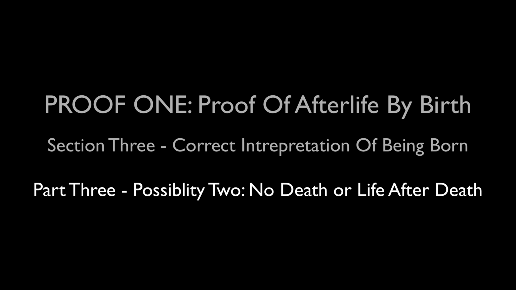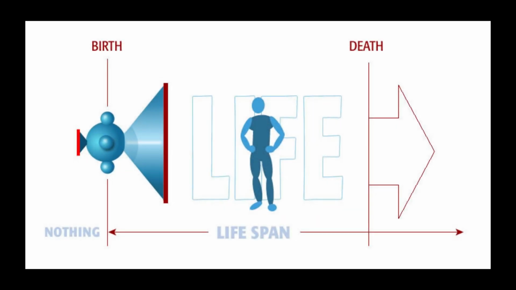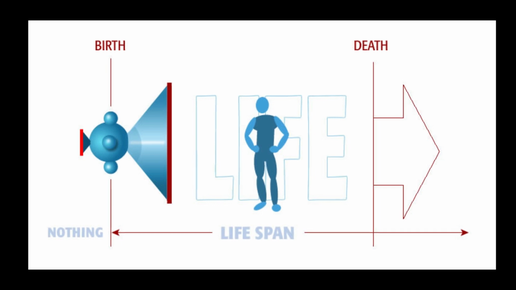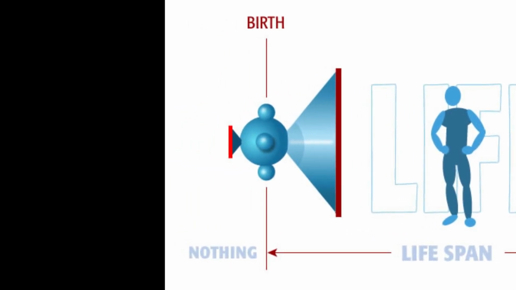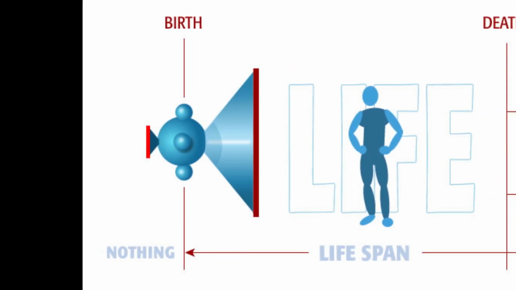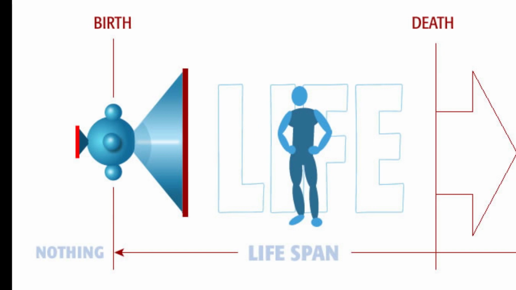Part 3. Possibility 2. No death or life after death. This arrangement is where there is no dimensional change at death. It looks like this. This is what is happening starting from the left of the diagram. 1. Life starts out as nothing to the left of birth. 2. Life undergoes dimensional change at birth and becomes life.